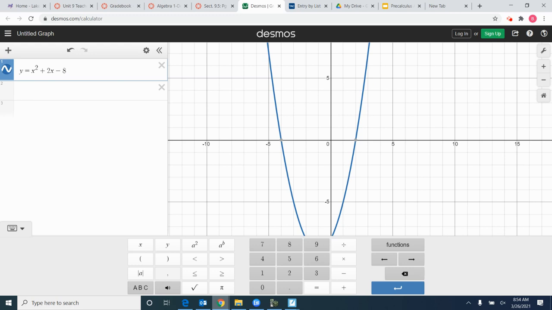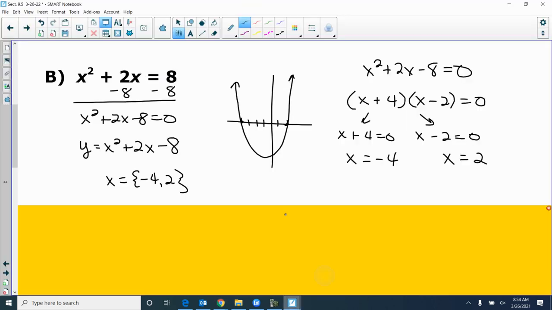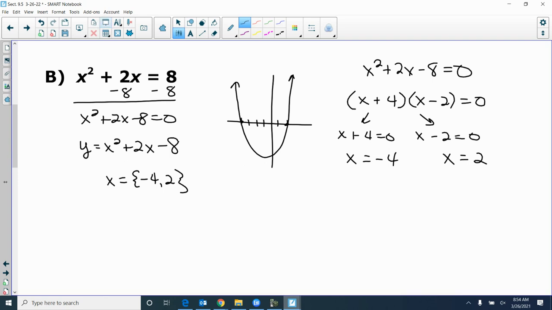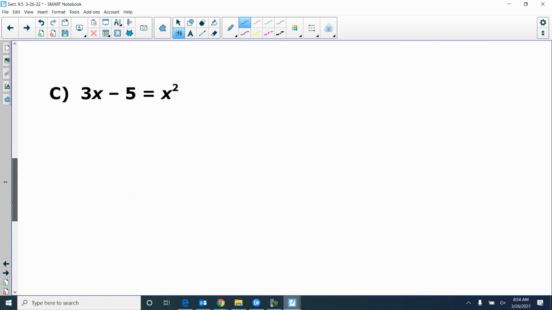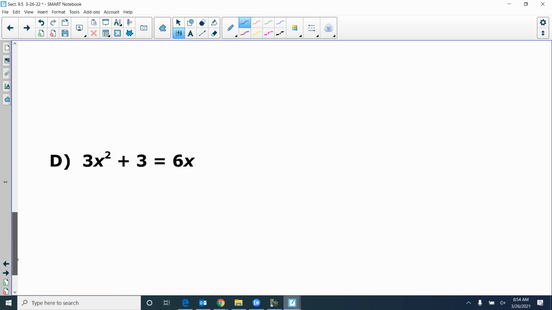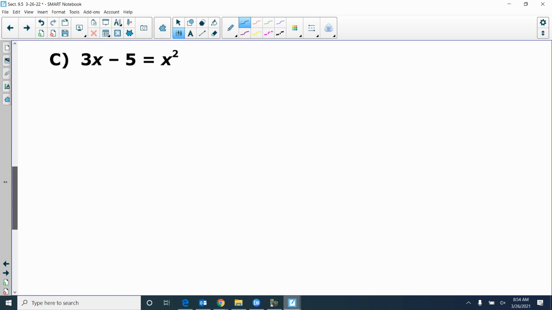Okay, that's the key thing. You just got to understand it. All right, do those next two on your sheet, knowing that what do you have to do? You have to set them both equal to what? Both equal to 0. And for C, it really doesn't matter which way you move it.